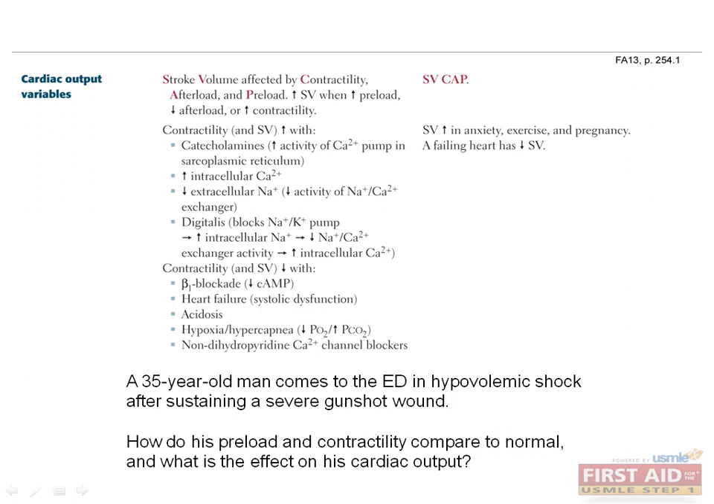Contractility, and by proxy stroke volume, is decreased with beta-1 blockade, which decreases cyclic AMP. Heart failure, acidosis, hypoxia, hypercapnia, and non-dihydropyridine calcium channel blockers also decrease contractility. Myocardial oxygen demand is increased by things that make the heart work more. This includes increased afterload, increased contractility, increased heart rate, and increased heart size as a way of having increased heart tension.